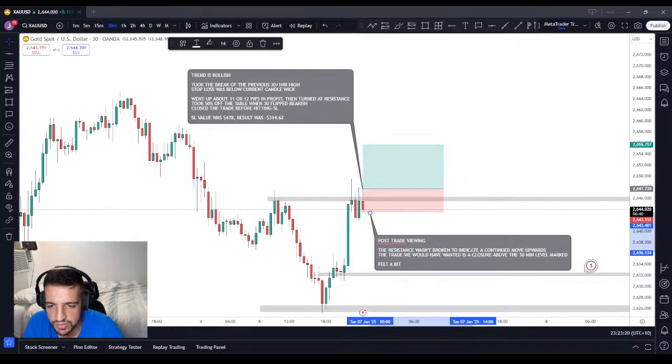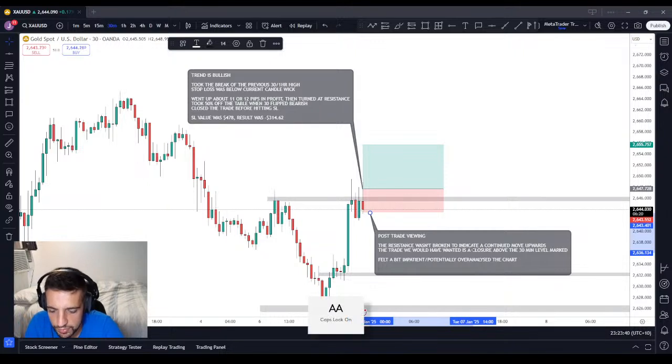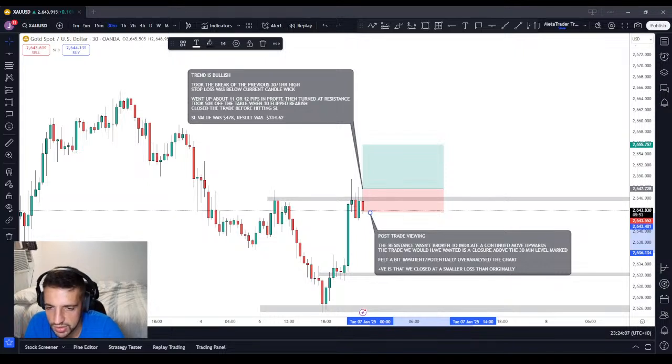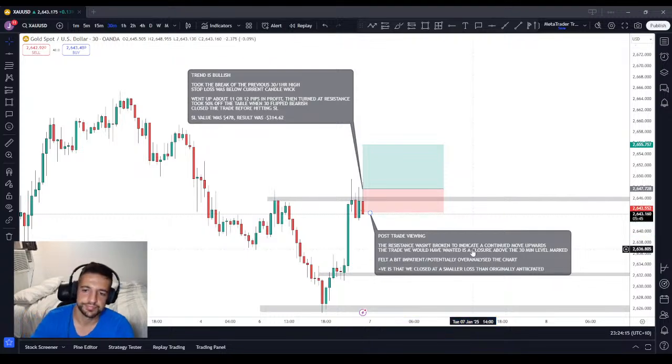Felt a bit impatient, potentially over analyzed the chart. Positive is that we closed at a lesser result, as a smaller loss than originally anticipated. All right, there you go.